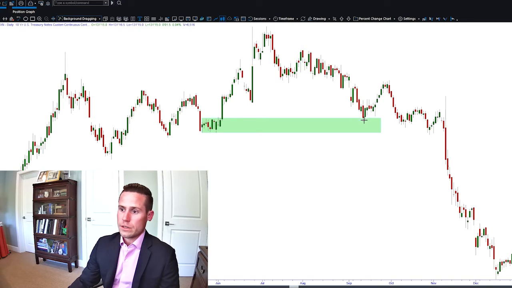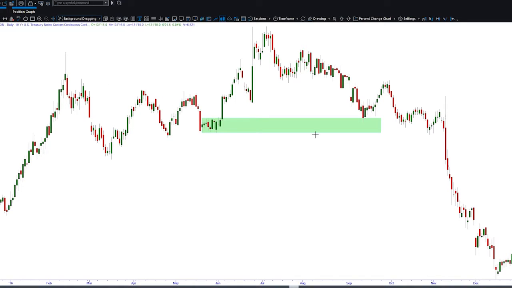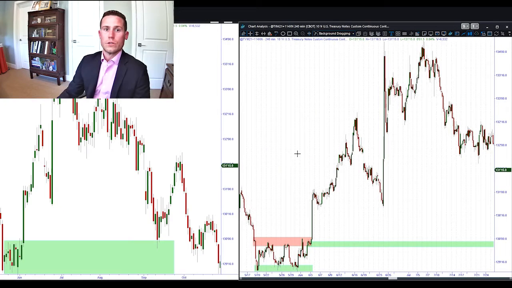Now, this bump here, why did that happen? Here's why. This is what happens within a basing. Now, this whole chart is a daily chart, right? So let's find out what happens within basing.